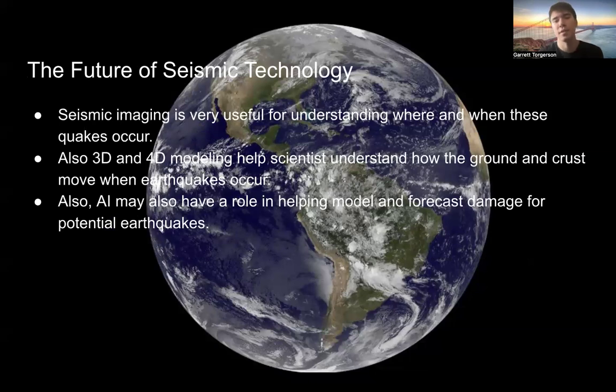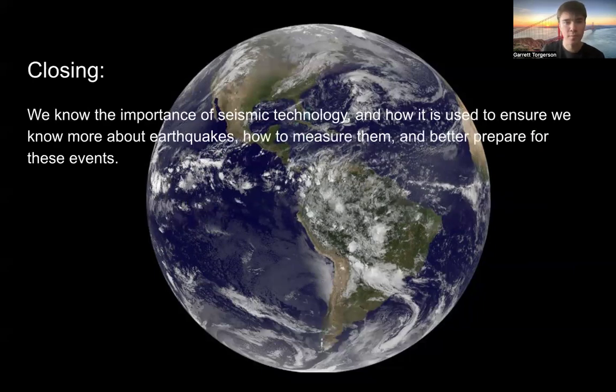The future of seismic technology. Seismic imaging is very useful for understanding where and when these earthquakes occur. Also, 3D and 4D modeling helps scientists understand how the ground and crust move when earthquakes occur. Also, AI may have a future role in helping model and forecast damage for potential earthquakes.